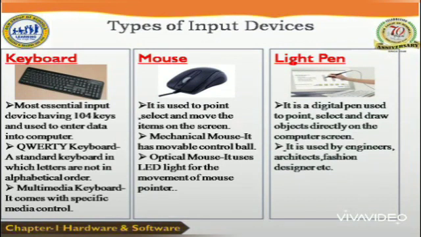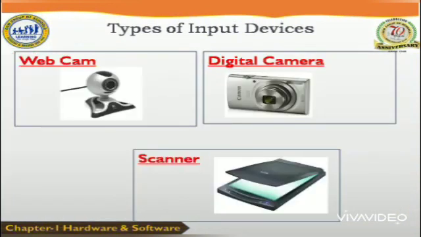And next is light pen. This device is a digital pen used to point, select and draw objects directly on the computer screen, and this is used by engineers, architects and fashion designers as well. Students, we have other types of input devices as well. For example, web camera, digital camera and scanner.